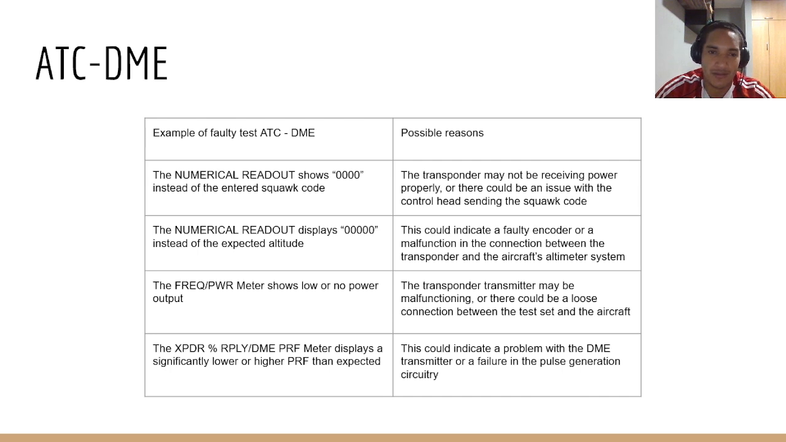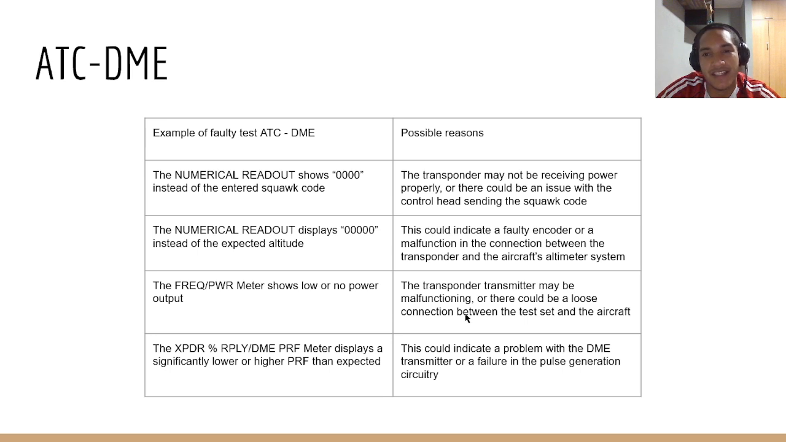If there is a fault in the encoder, we could not only have a bad altitude, but every time we use the ATC, it is going to be a bad altitude in Mode C. And then the frequency power meter shows low or no power output. So we know that the frequency is shown with a meter on the tester.